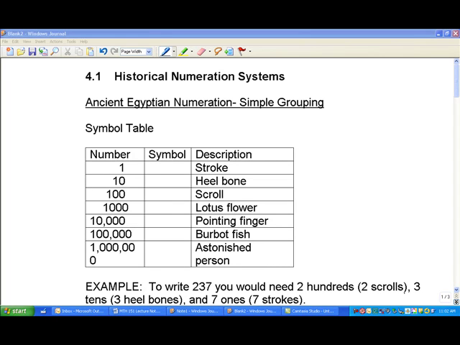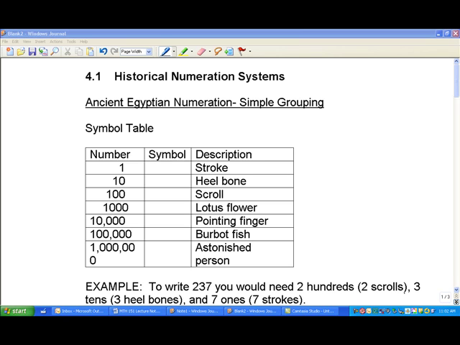Today we're taking a look at section 4.1 on historical numeration systems, and in this case we're beginning with a number of ancient numeration systems. We'll go through and look at the characteristics of these numeration systems, and eventually we will get to our Hindu-Arabic system, and we'll compare these ancient systems and our current Hindu-Arabic system, and look at some of the advantages of our positional system.